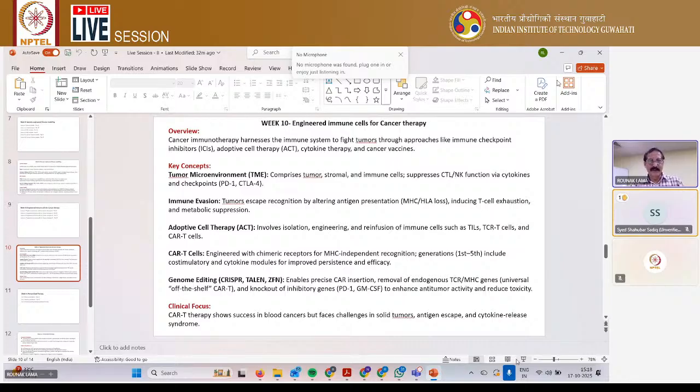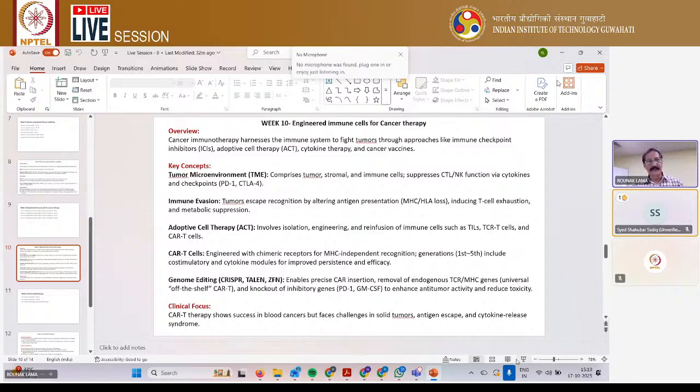Then we discussed immune evasion, where the tumor escapes recognition by altering antigen presentation, inducing T cell exhaustion and metabolic suppression. We have also discussed adoptive cell therapy that involves isolation, engineering, and reinfusion of immune cells such as TILs, TCR T cells, and CAR T cells. These CAR T cells are engineered with chimeric receptors for MHC independent recognition.